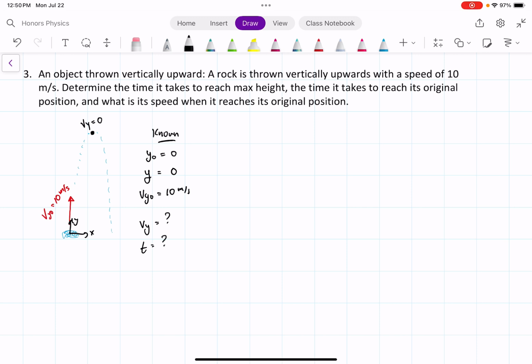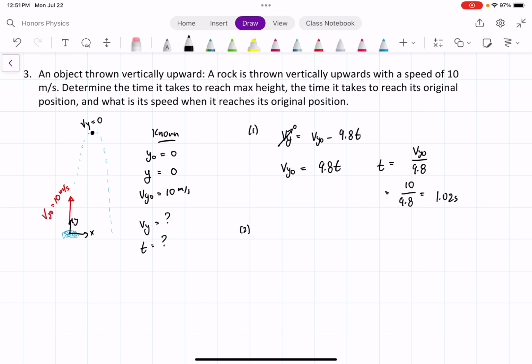So what we're going to do is use the first equation, where we have Vy equals Vy naught minus 9.8t, to find the time it takes to reach max height. We can do this because we know that our final velocity is 0, so Vy naught equals 9.8t. So t is just going to be equal to our initial velocity divided by 9.8, which equals 10 divided by 9.8, and we get 1.02 seconds.